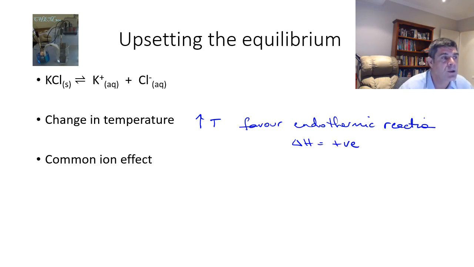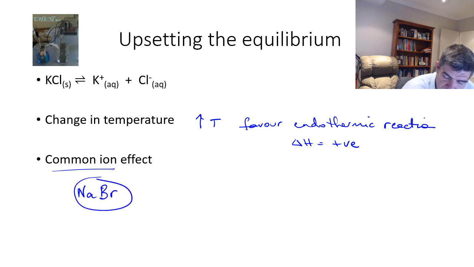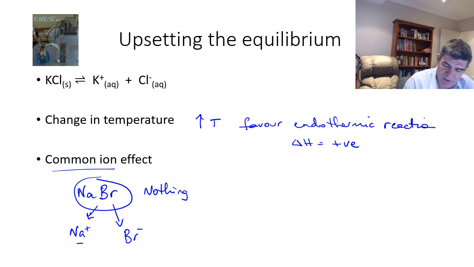There's another thing that we need to look at here, and we'll look at this in a little more detail later on. What would happen if I was to add sodium bromide to this solution? Well, the short answer is nothing. Because when the sodium and the bromide dissociate into the solution, neither of these two ions are part of the original equilibrium. So as much of those will dissolve and there won't be any interaction.